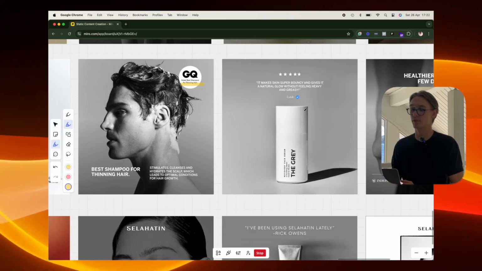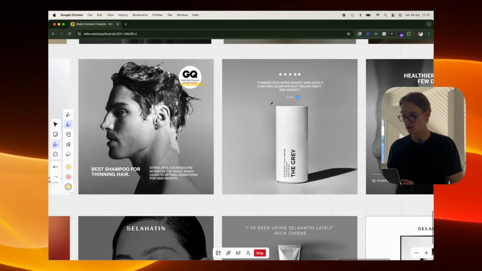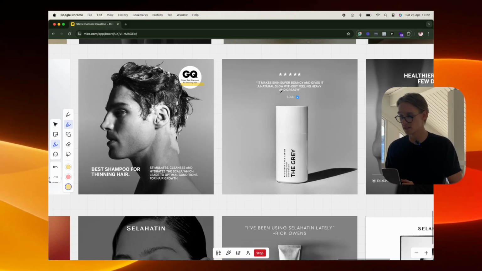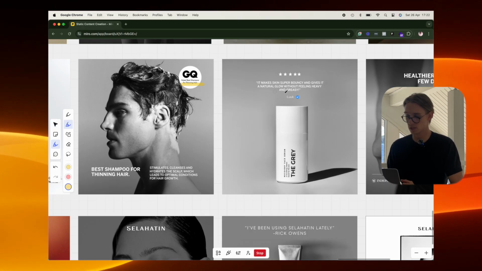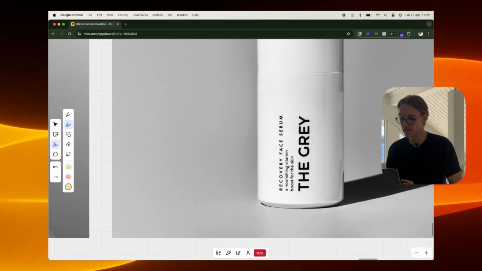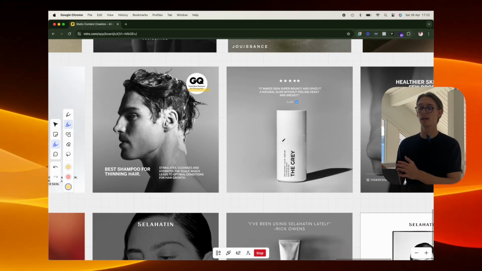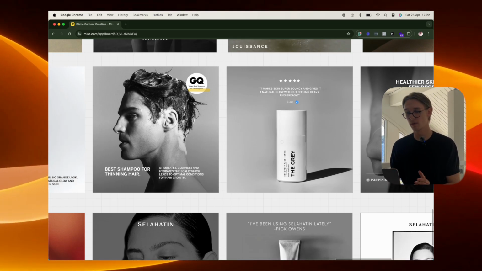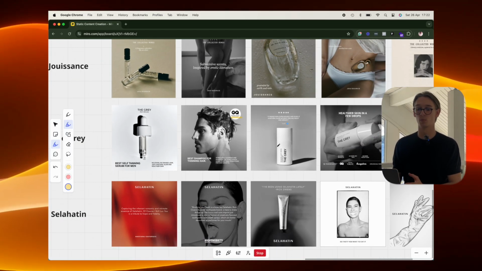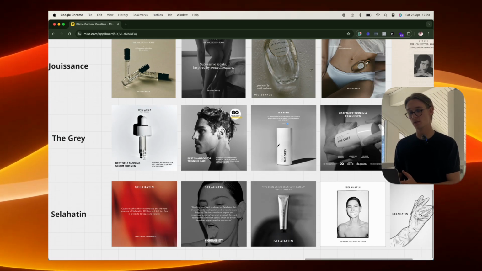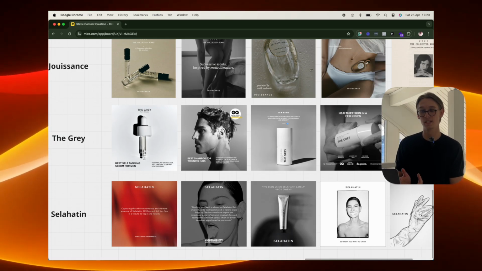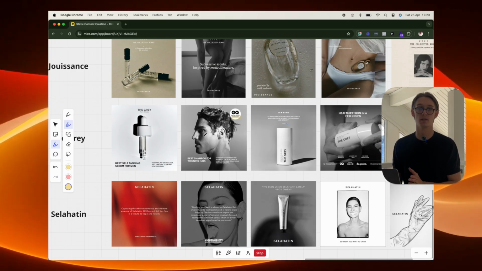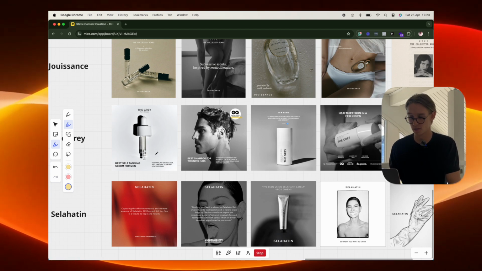Here we also have a few ads that are just reviews. So Luke, for example, says it makes my skin super bouncy and gives a natural glow. This is for the recovery face serum. We really have a very broad way of showing advertisements for The Gray, as there are just a few products that work best. And we notice that the more products we take, the easier it is for us to scale, as there's interest for multiple things, for multiple products.